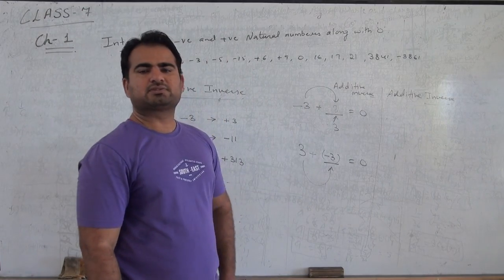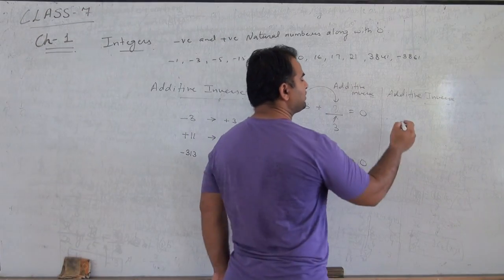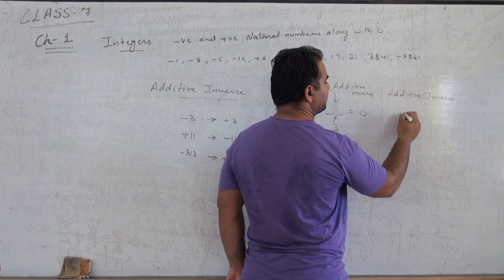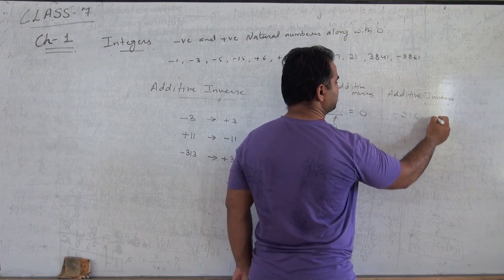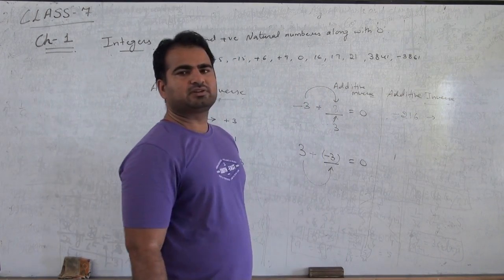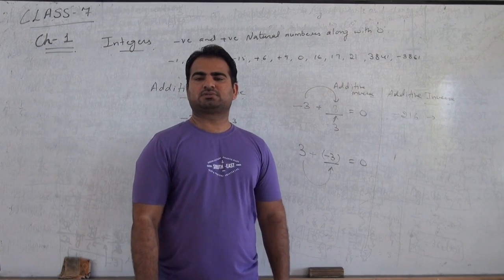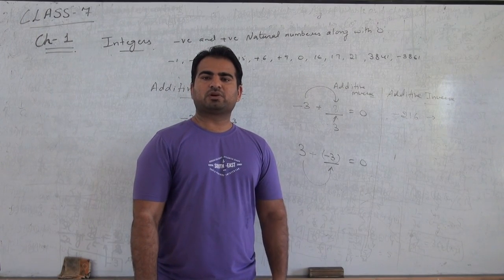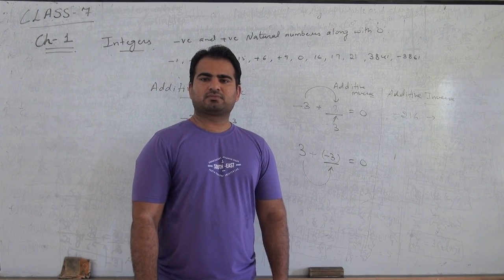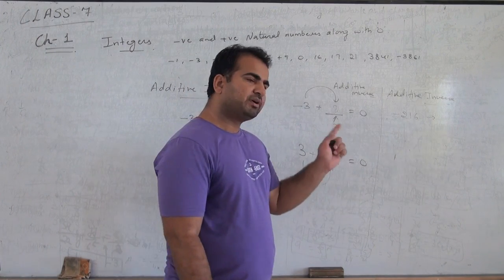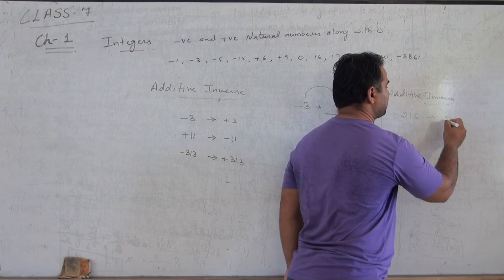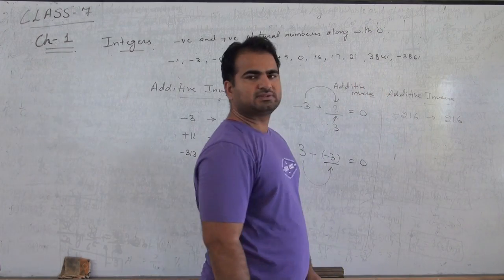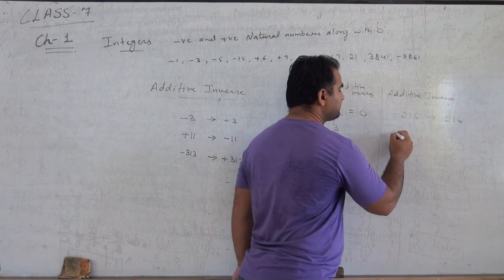Additive inverse of what? What is the additive inverse of minus 216? So, what is the answer? It will be positive 216. Correct. Plus 216.